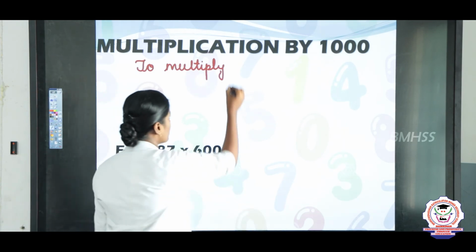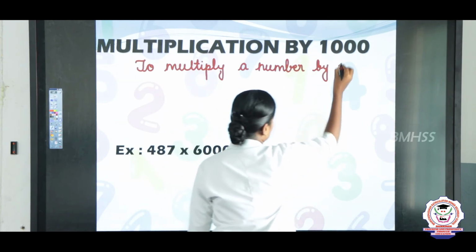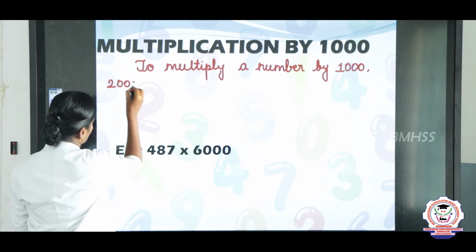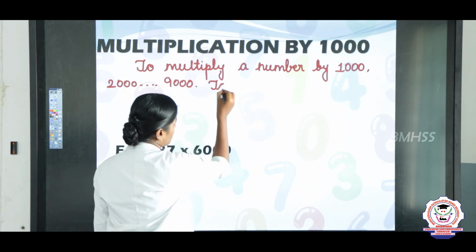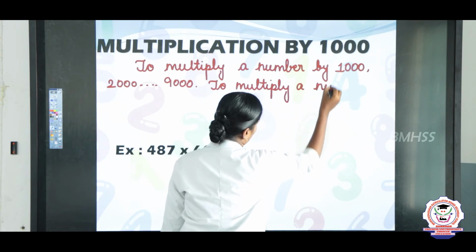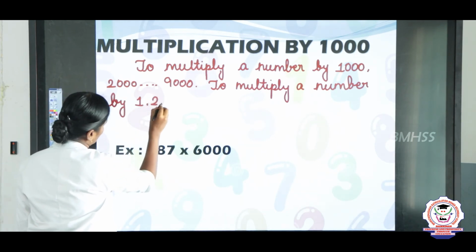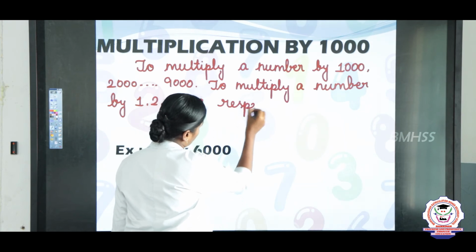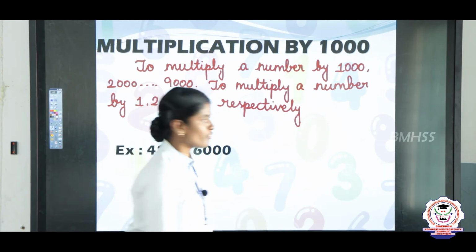So multiplication by 1000. To multiply a number by 1000, 2000, so up to 9000, first you are going to multiply the number by 1, 2, 3 up to 9 respectively, and finally we should insert 3 zeros to the right side of the product.